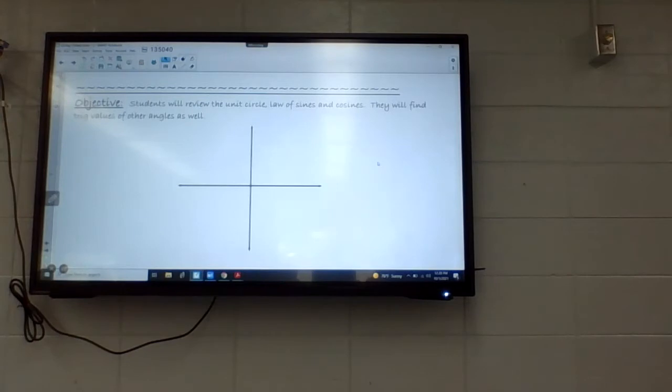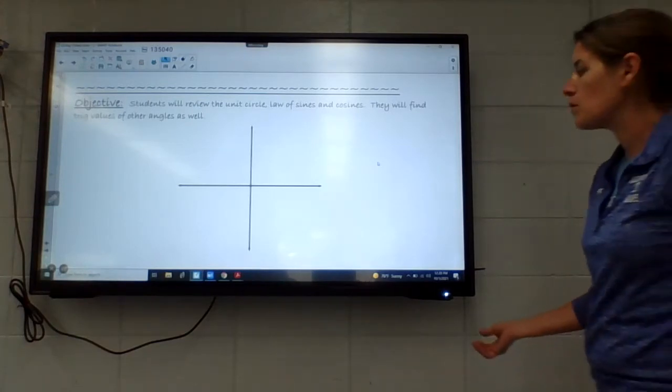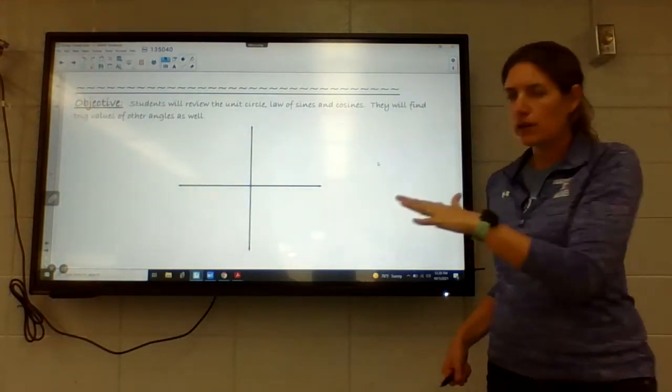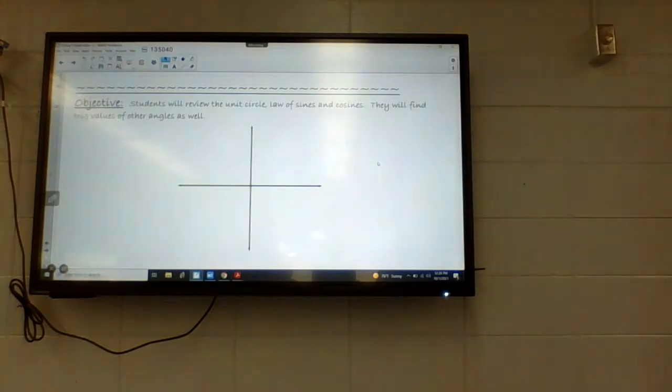What I was going to talk about here is there's kind of just some things that are good to know about these trig ratios, that are going to be helpful later on in this section.